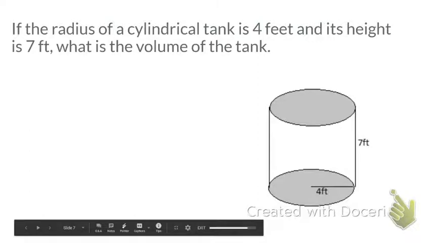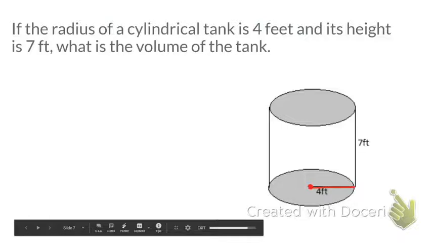Then let's look at an example here. It says if the radius of a cylindrical tank is 4 feet, and its height is 7 feet, what is the volume of the tank? So the radius is 4 feet. The radius, if you recall, is the distance from the middle of the circle to the very end of the circle. It's 4 feet.